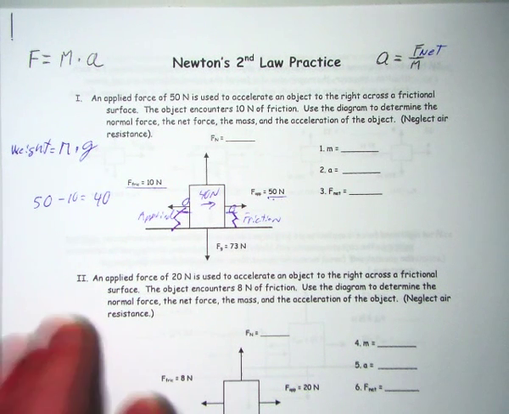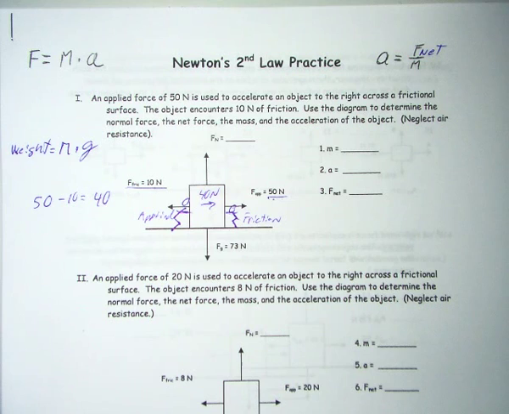But we also need to look at what's the up and down stuff going on. We need to figure out, is our box flying up in the air or is it falling through the ground? No, because it would say so in the problem. It said it was sliding across the surface. So what does that tell you about the up and down forces?